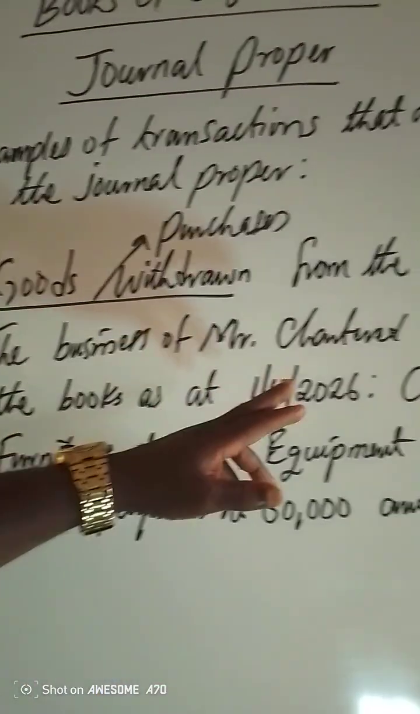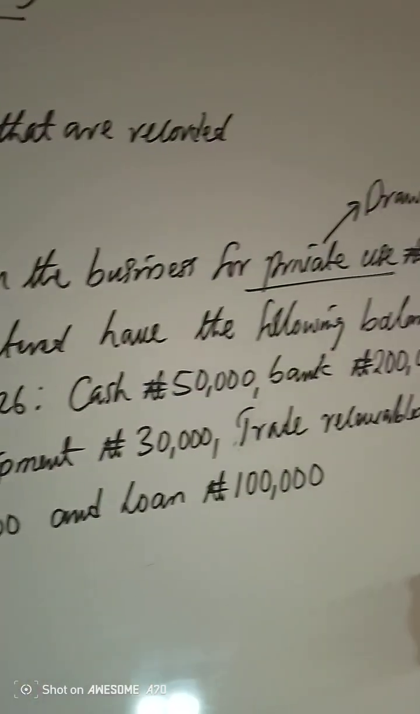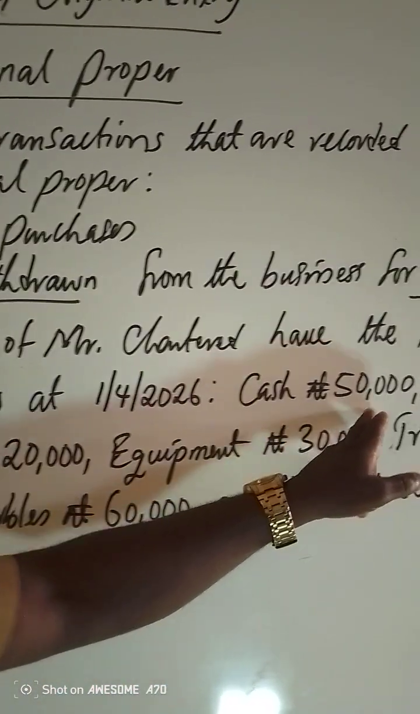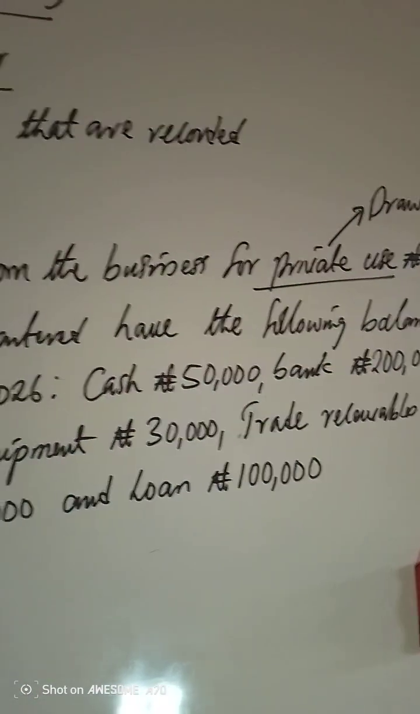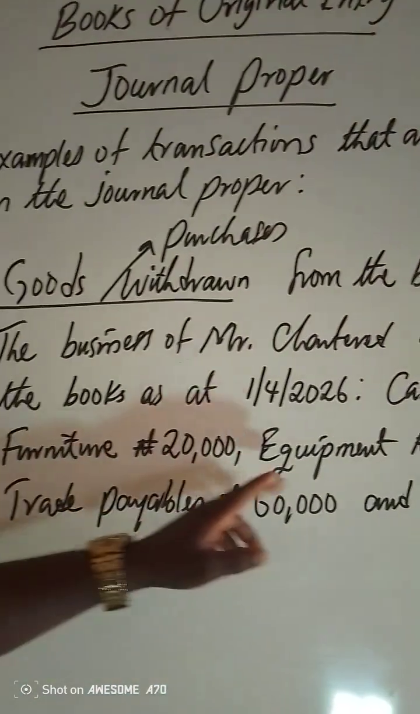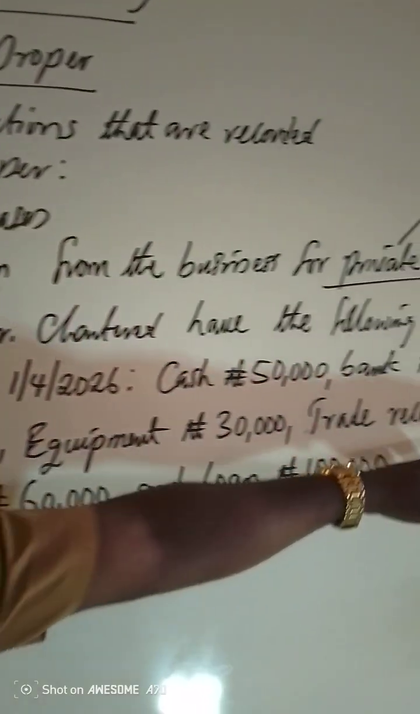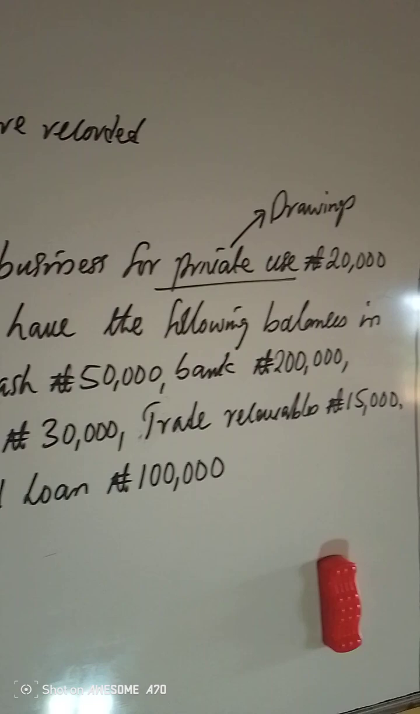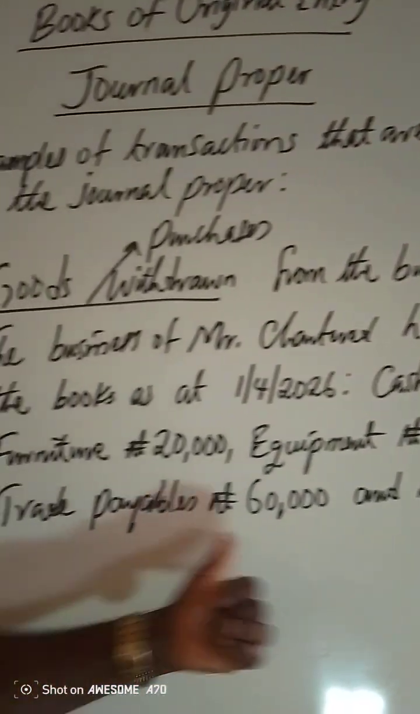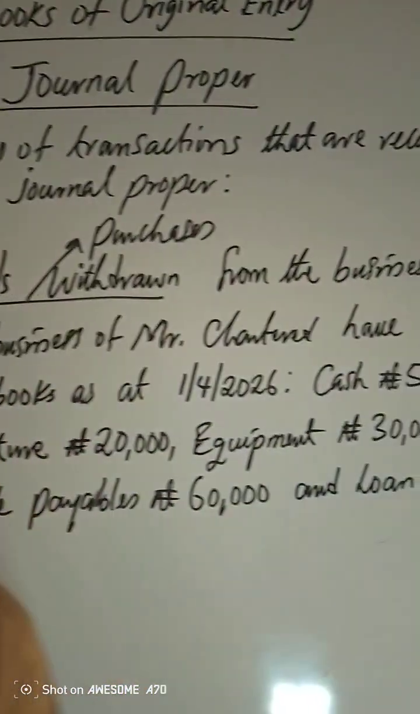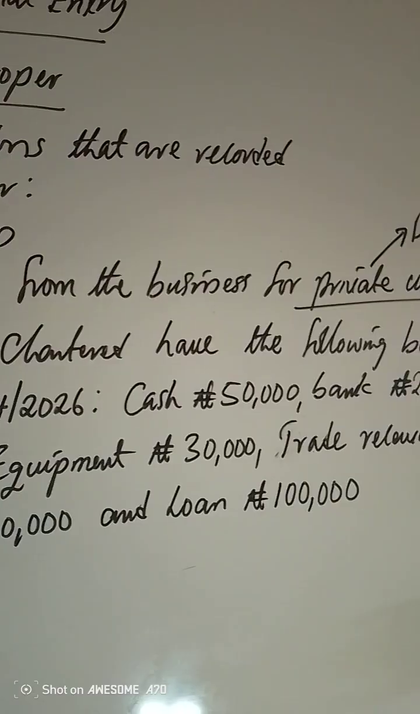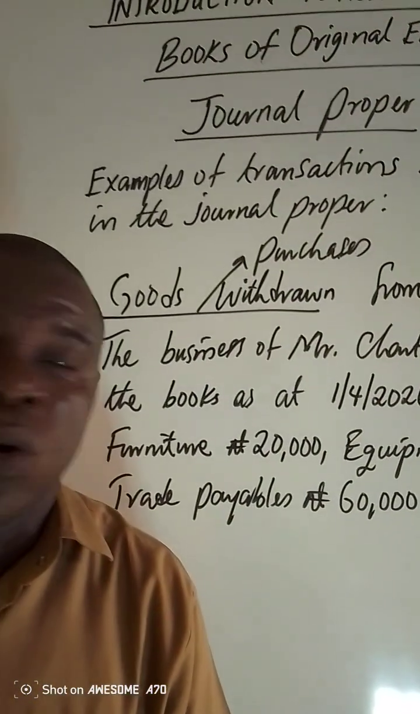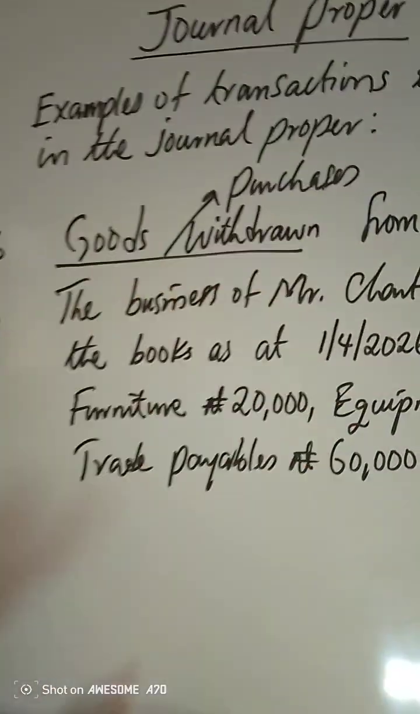The business of Mr. Charter has the following balances in the books as at this date. Cash in hand was 50,000, bank balance was 200,000, furniture worth 20,000, equipment worth 30,000, trade receivables, what we call debtors, 50,000, trade payables, what we call creditors, 60,000, and a loan worth 100,000. These are the balances from the previous month brought to the other month, which is April.